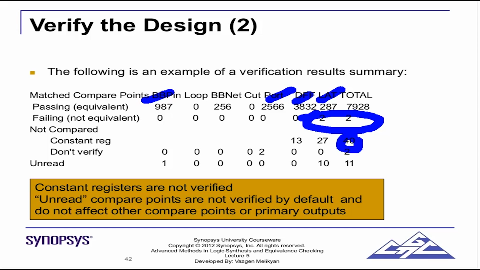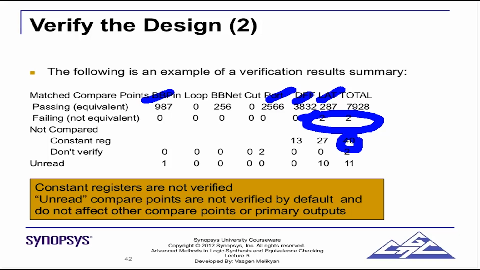Constant registers are more. So now if we are doing RTL versus netlist, Design Compiler would have optimized off the constant register. The register that is optimized off during synthesis will still be present in the RTL, in the reference design, but that register will be absent in the netlist. So obviously it will not be compared.